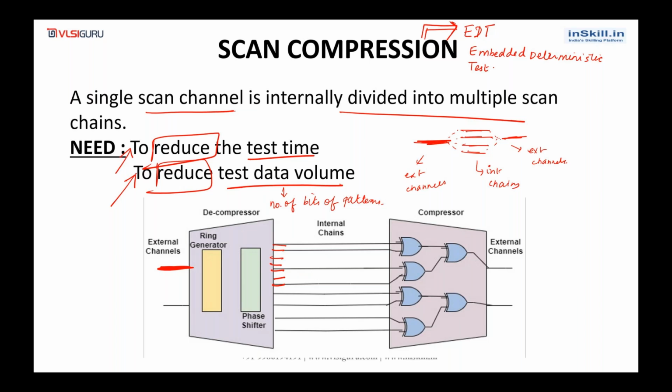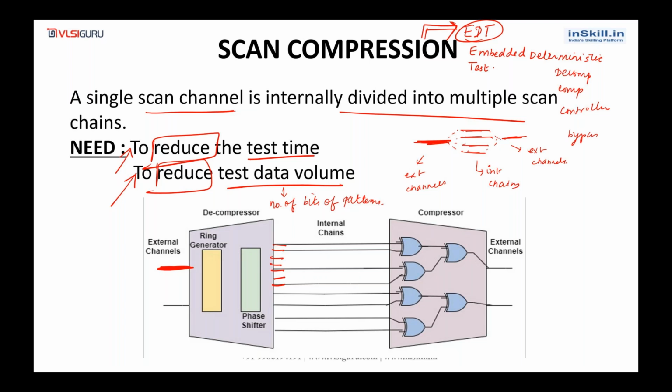And also this EDT logic, the structure and the components of the EDT logic. In EDT, we will have four components. One is the decompressor, another is the compressor, another is the controller, and the last one is the bypass logic.